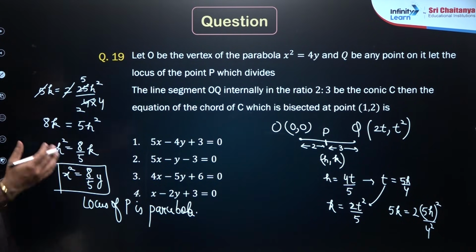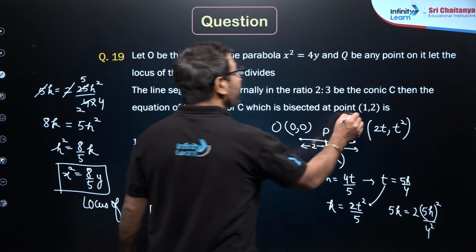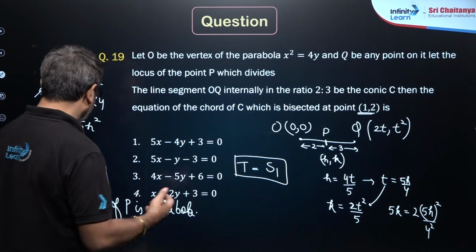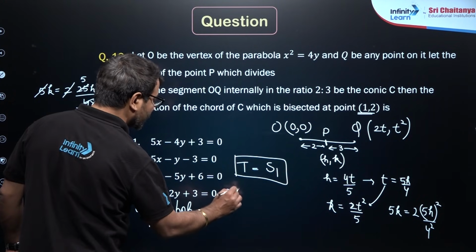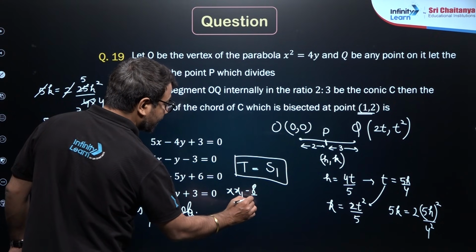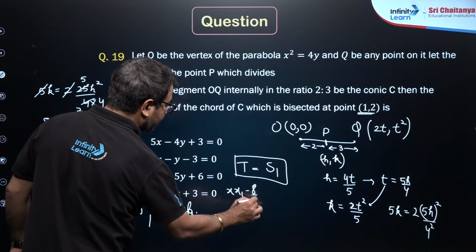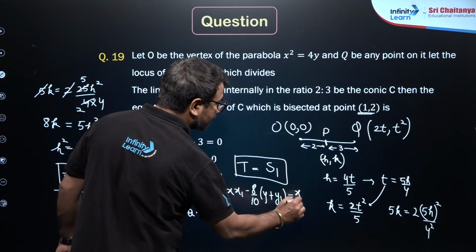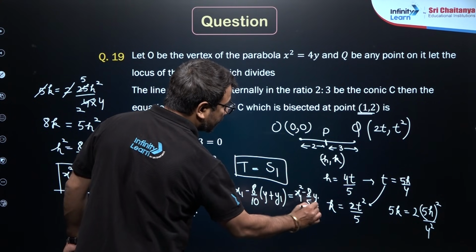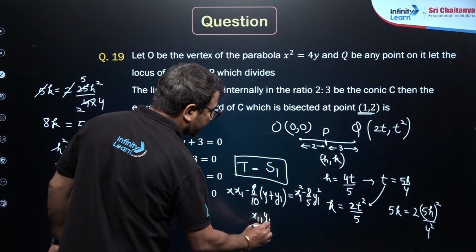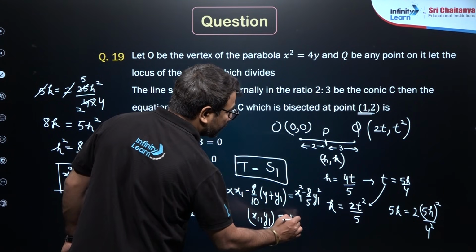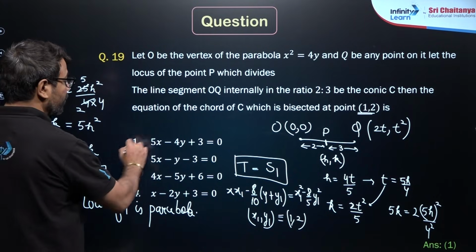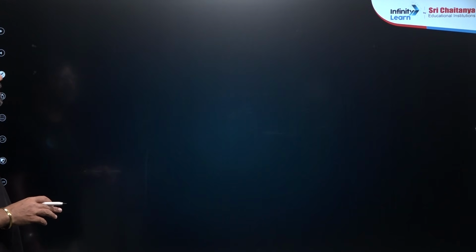Now they are asking the equation of a chord with a given middle point. So given middle point is 1 comma 2, so you have to write T is equals to S1. For writing the expression T, you have to write x x1 minus 8 by 10 minus 8 by 10 y plus y1. And for S1, you have to just replace x1 square minus 8 by 5 y1. So wherever I have written x1 y1, you have to replace x1 y1 with 1 2. As you do so, you will have the equation of a chord with a given middle point, which is given to us in the first option. That is why the first option will be the final answer.